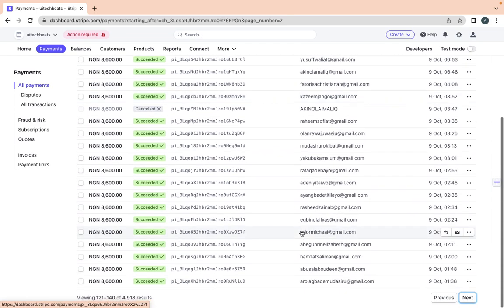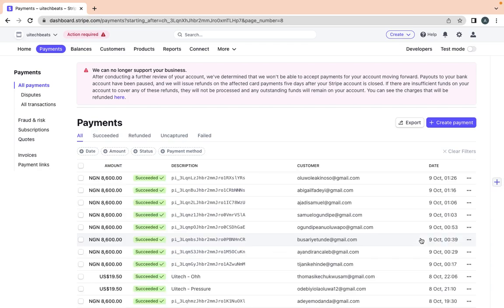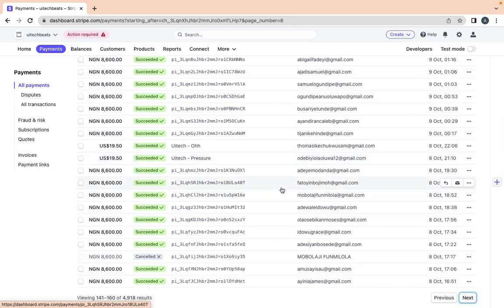So I'm trying to look for a dollar payment. As you can see, about 90% of the payments here are 8,600. That was because I started charging in naira later. When I first started around April, I was charging each card in dollars. So that means that the music I was selling on the website was $19.50.